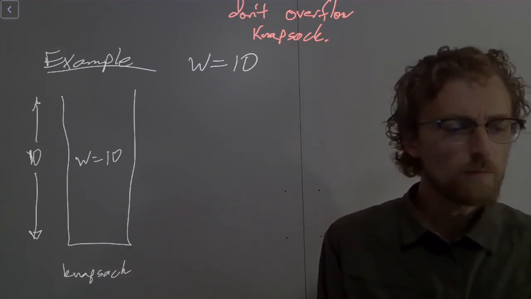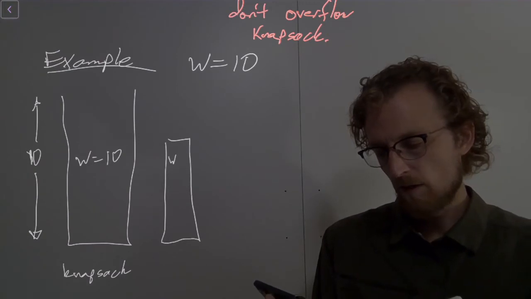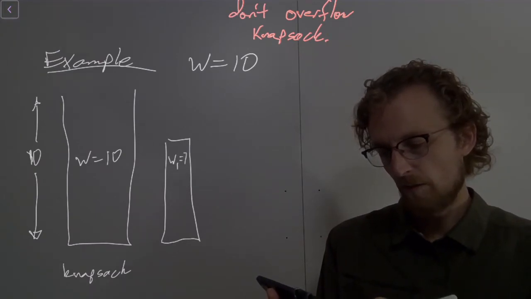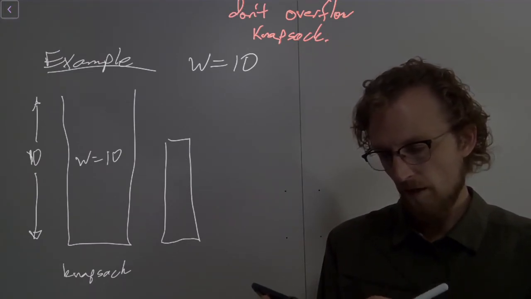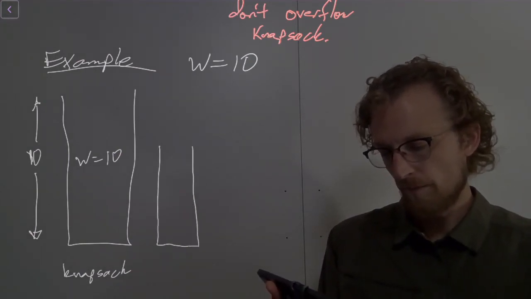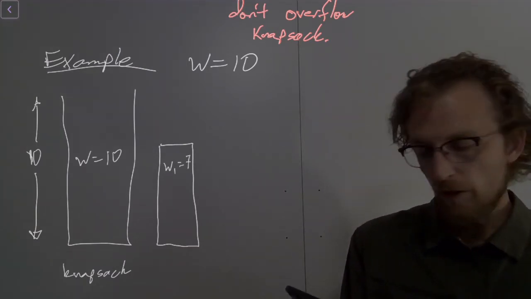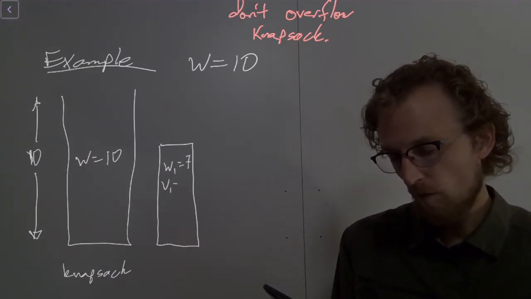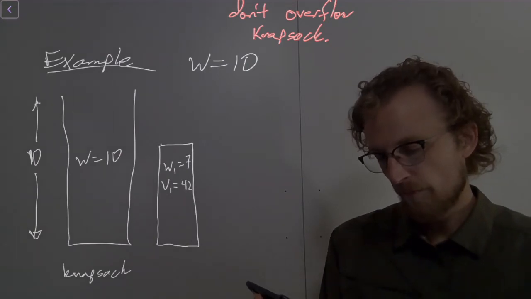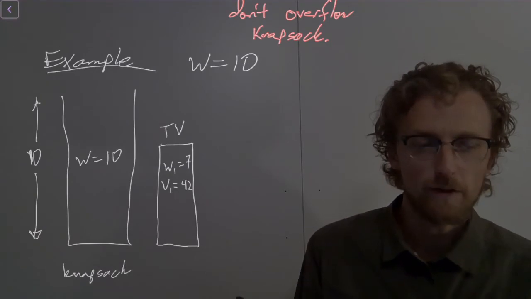The first item that we have has a pretty large weight, so it has a weight of 7. Actually, let me make this just slightly larger so that I can write these things more clearly. So weight 1 is 7. Value 1 is 42, so v1 is 42. And let's think of this as a TV. It's heavy, but it's valuable, right?